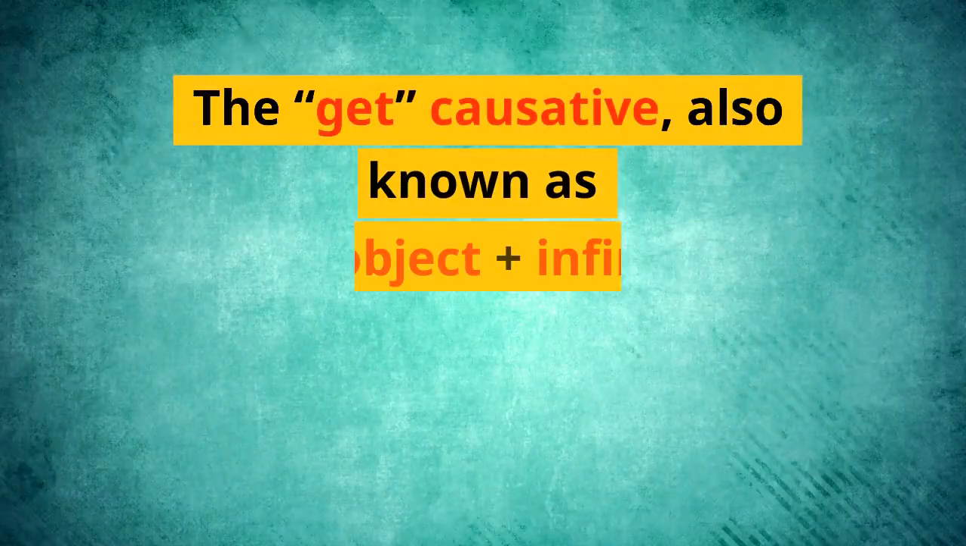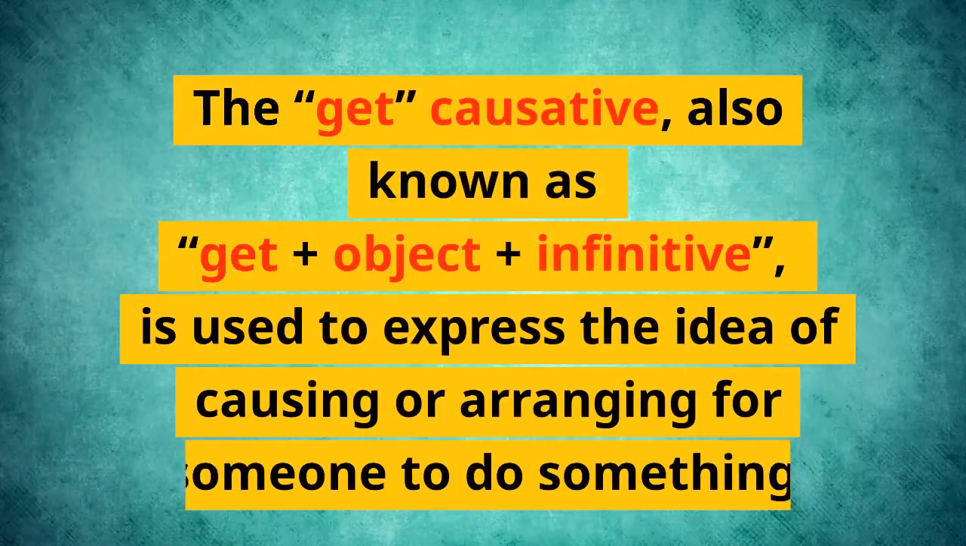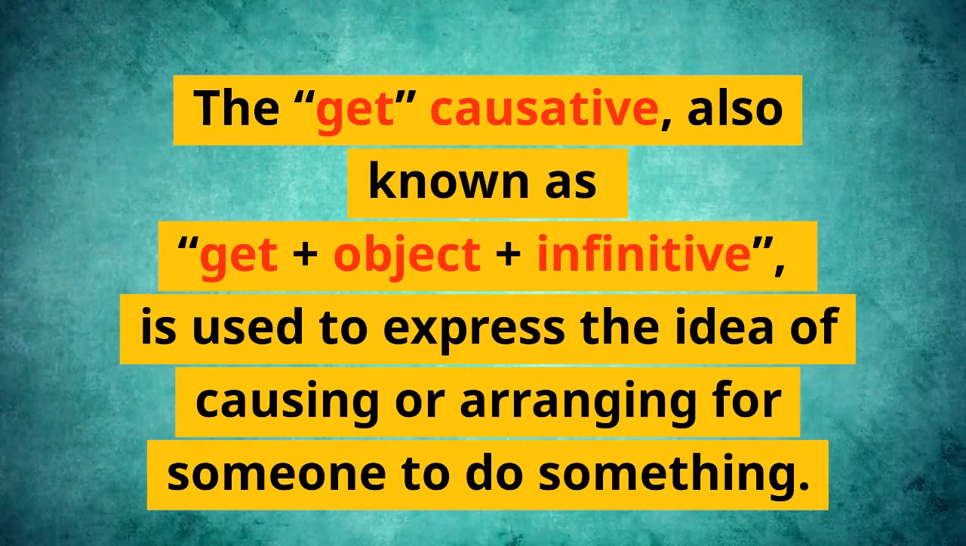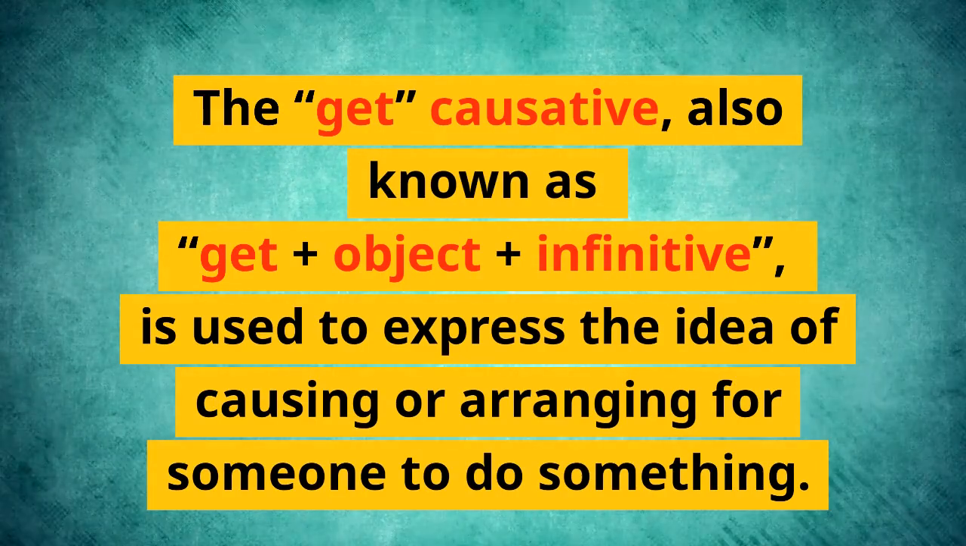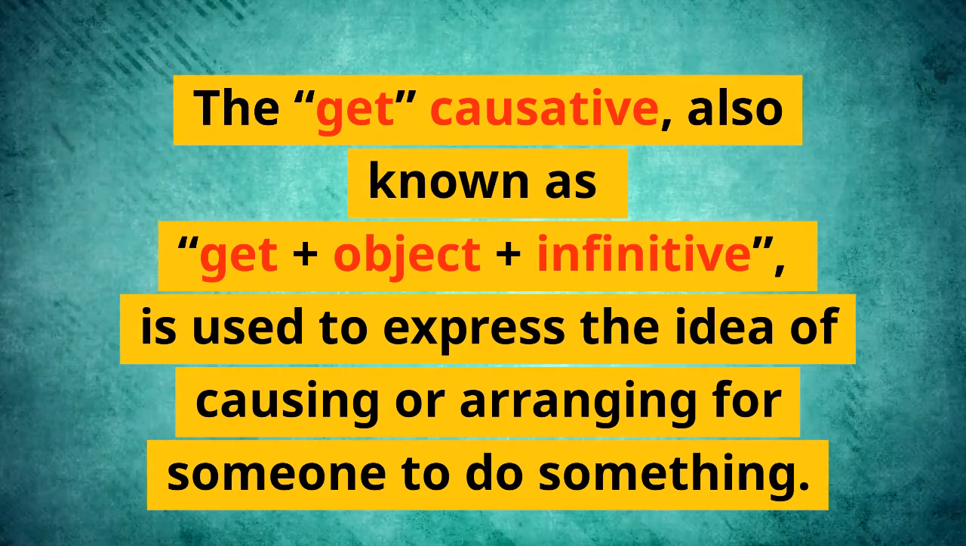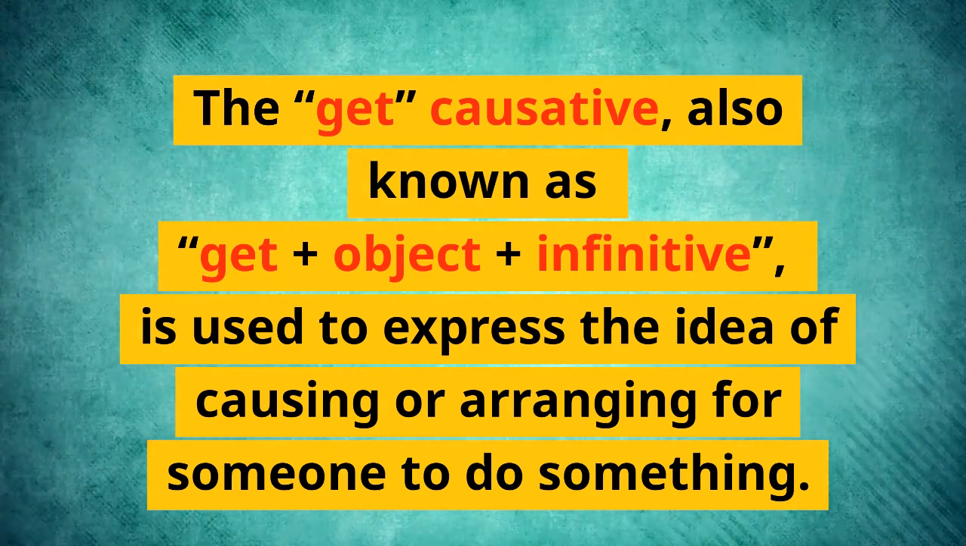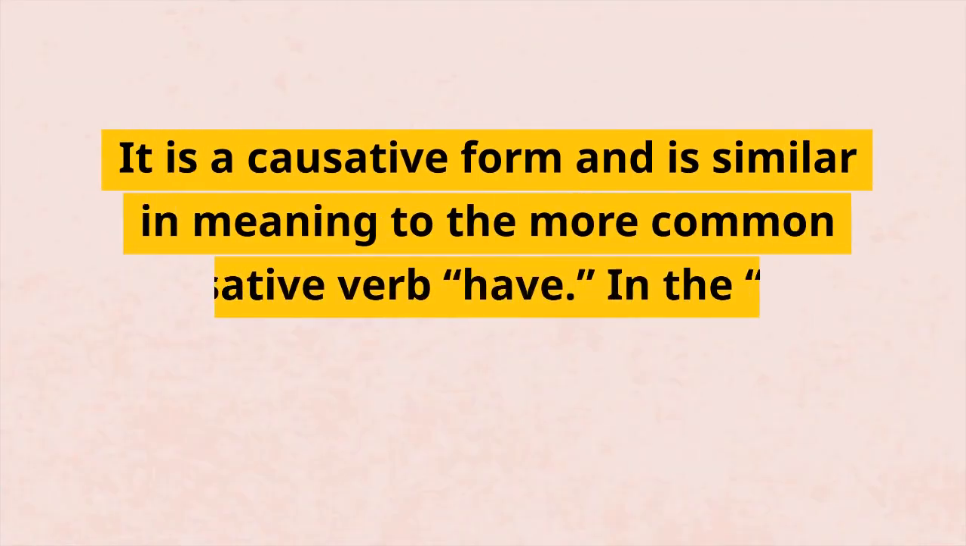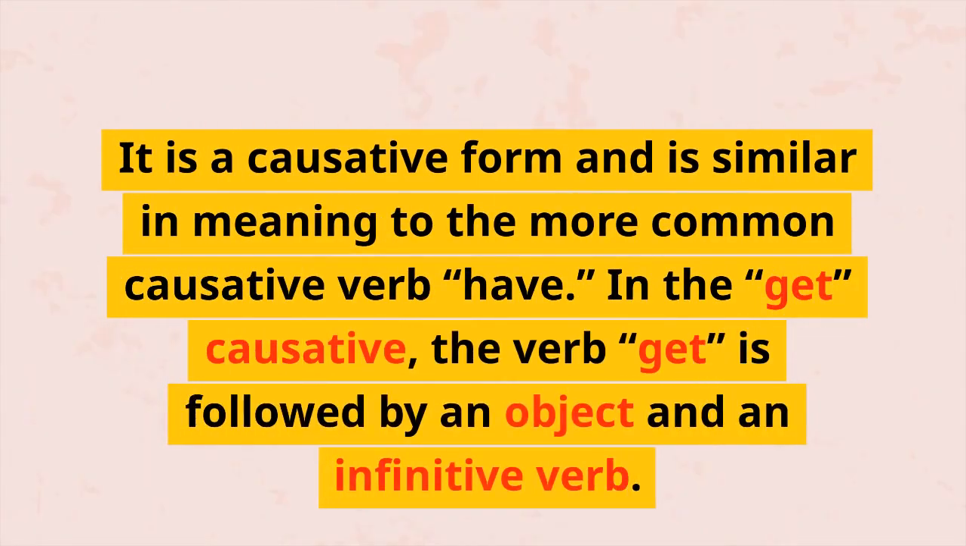The get causative, also known as get plus object plus infinitive, is used to express the idea of causing or arranging for someone to do something. It is a causative form and is similar in meaning to the more common causative verb, have. In the get causative, the verb get is followed by an object and an infinitive verb.